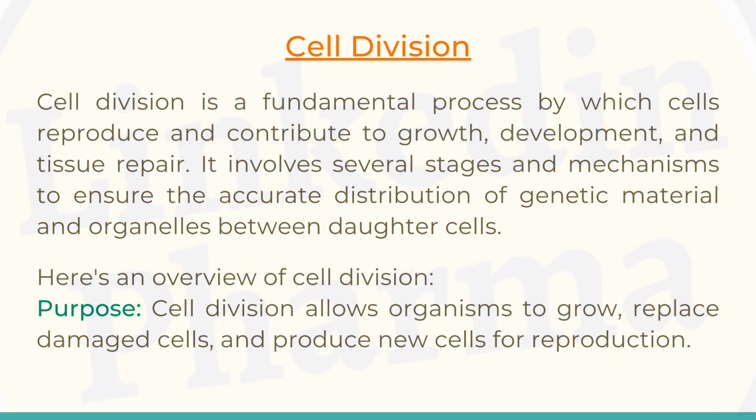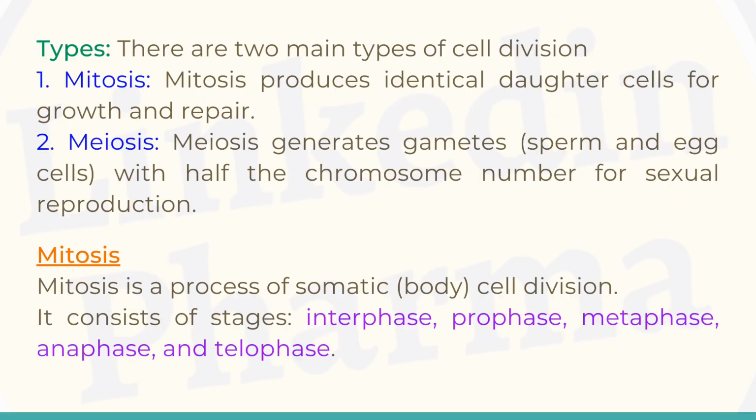Cell division. Cell division is a fundamental process by which cells reproduce and contribute to growth, development, and tissue repair. It involves several stages and mechanisms to ensure the accurate distribution of genetic material and organelles between daughter cells. Here's an overview of cell division. Purpose. Cell division allows organisms to grow, replace damaged cells, and produce new cells for reproduction.